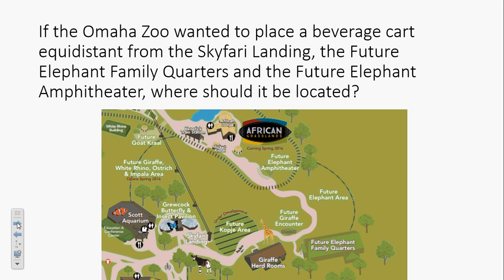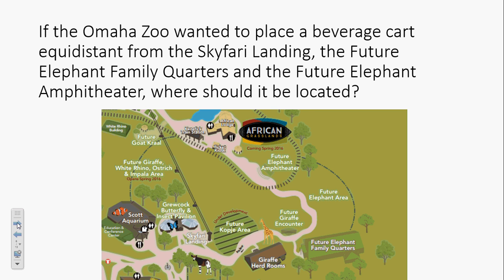They have a Future Elephant Amphitheater that's coming into play. They saved some elephants from being culled from the herd because the wildlife management area that they were in was overpopulated, so they were going to kill the elephants. So they're going to bring those in. There's also going to be a giraffe herd room. The giraffe herd room's there, but there's going to be a giraffe encounter and so forth.